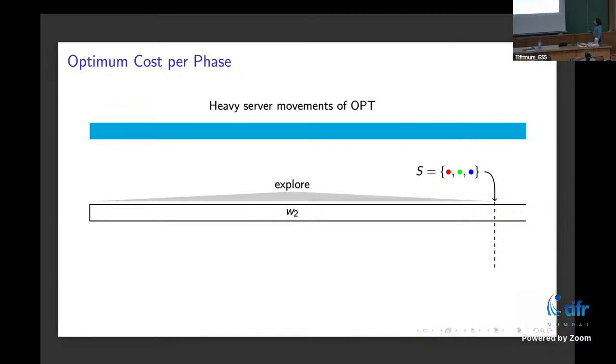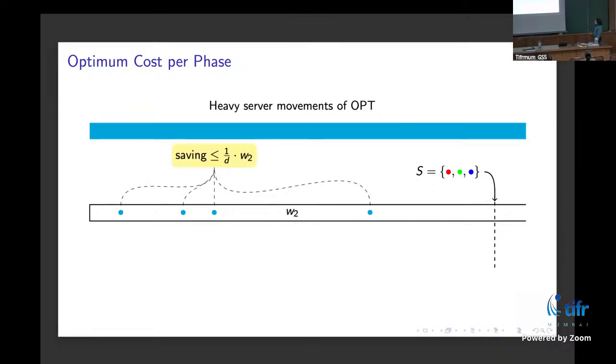So the heavy server stays at this cyan location, which means that it serves all the requests to the cyan location for free. It doesn't have to move any of its servers. But how many requests to the cyan? What is the cost of all these requests, right? So we chose S to be the set of D most costly points, right? And this cyan point is not in S, so therefore the cost that we save by keeping our heavy server at this point is at most 1 over D times W2.